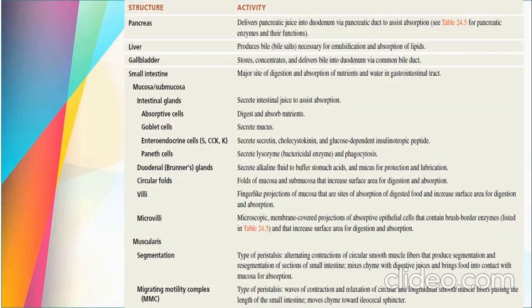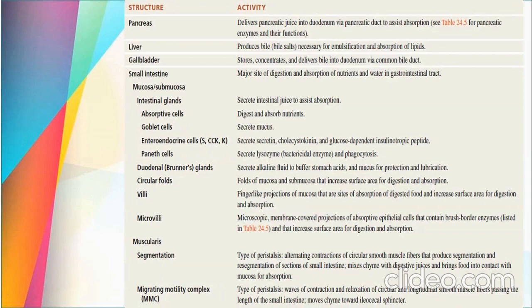Duodenal glands secrete alkaline fluid to buffer stomach acid, and mucus for protection and lubrication. Circular folds of mucosa and submucosa increase the surface area for digestion and absorption. Villi are finger-like projections. Microvilli are microscopic membrane-covered projections of absorptive epithelial cells that contain brush border enzymes and increase surface area for digestion and absorption.